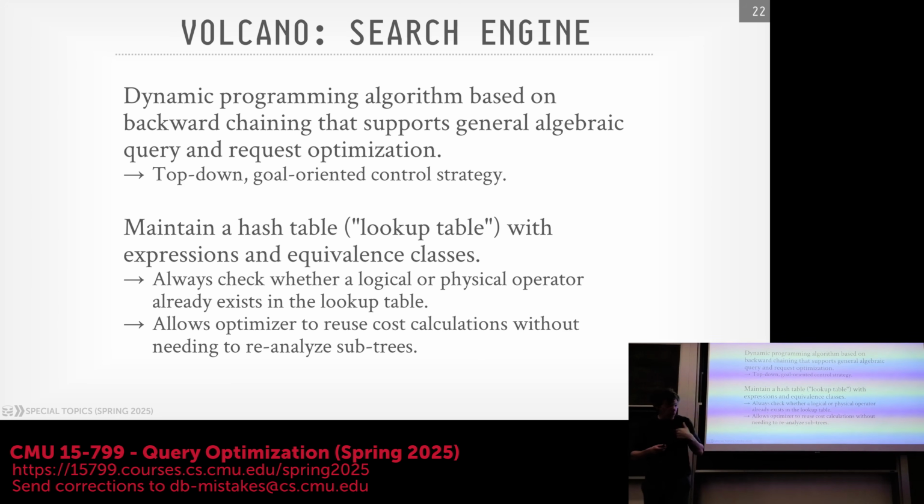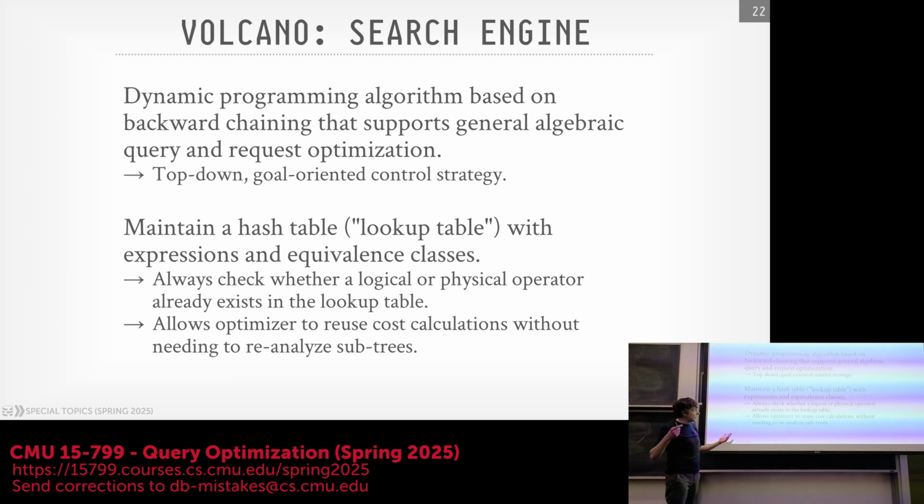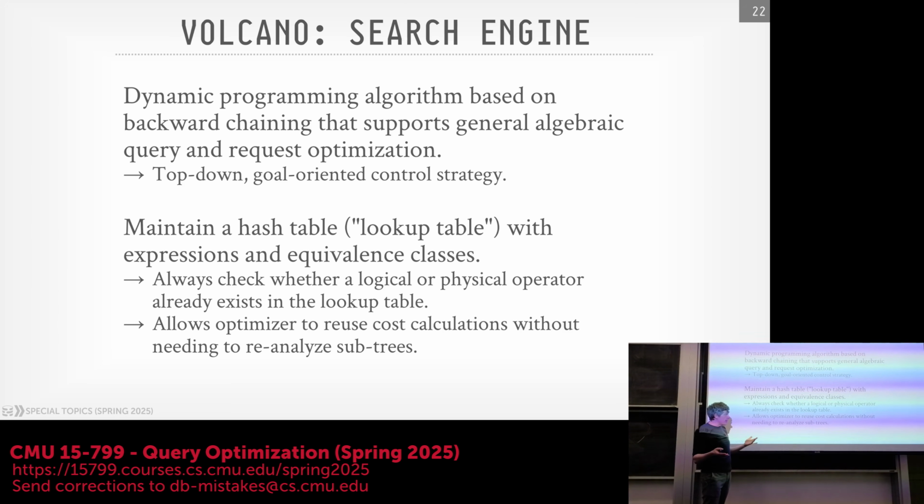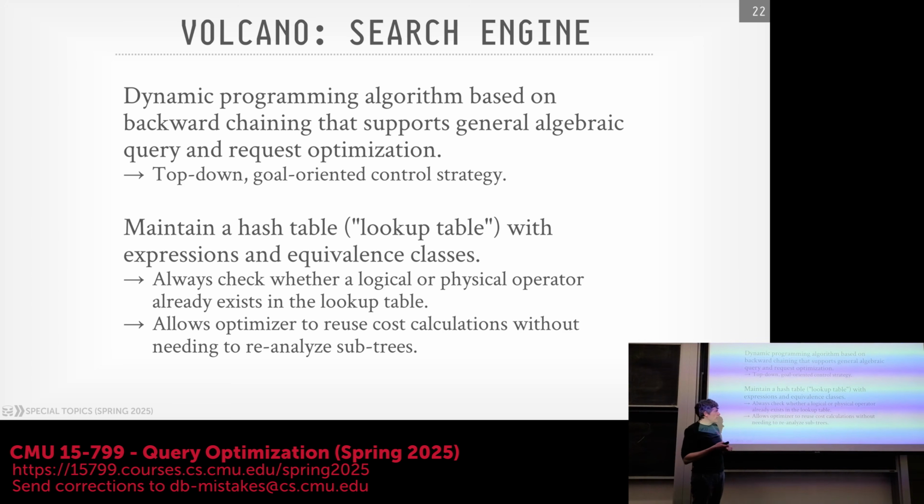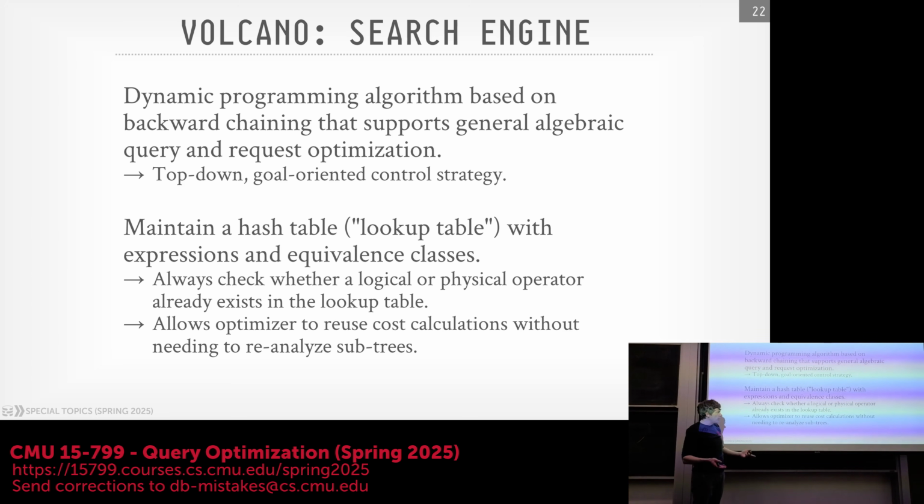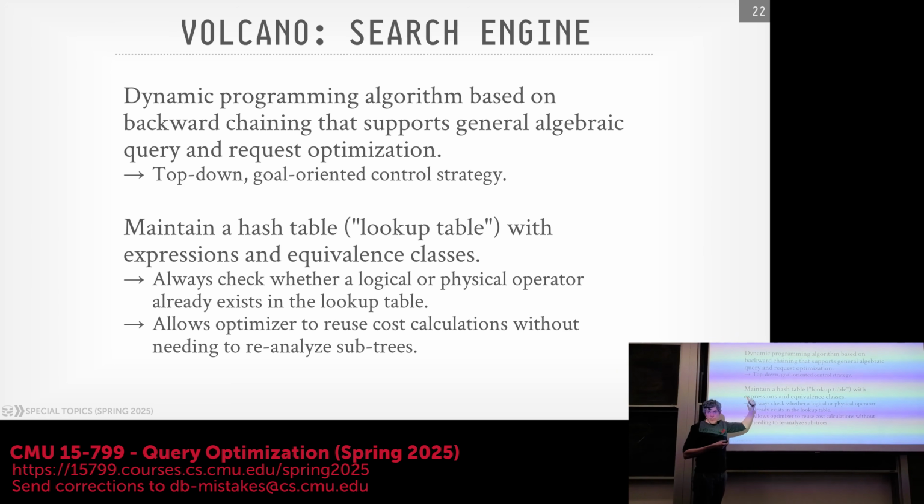And just like before in Exodus, where they had this hash table to keep track of the operators that I've generated as I apply these rules, they're going to have the same thing. They don't give it an explicit name. I think somewhere in the paper they call it a lookup table. In the Cascades work, you'll see this referred to as the memo table, but it's basically applying the same idea. But the memo table in Cascades is more sophisticated than this one.